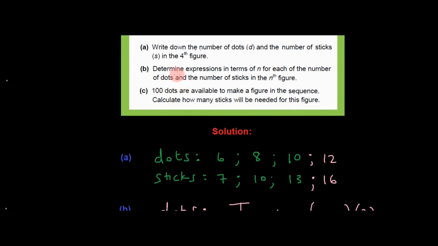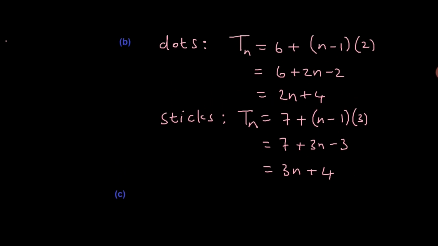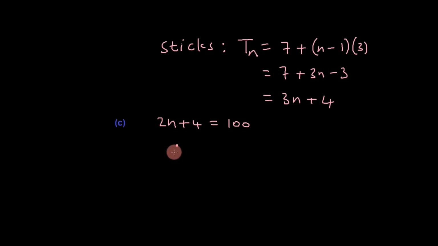So we are given T sub n for the dots, and we can use this to find n, the number of terms. Because we know that for the dots, the general term is 2n plus 4, so we can make 2n plus 4 equal to 100, and we can solve for n. And we find that n equals 48.